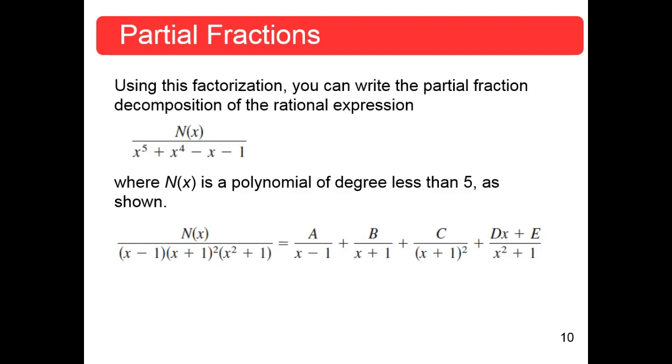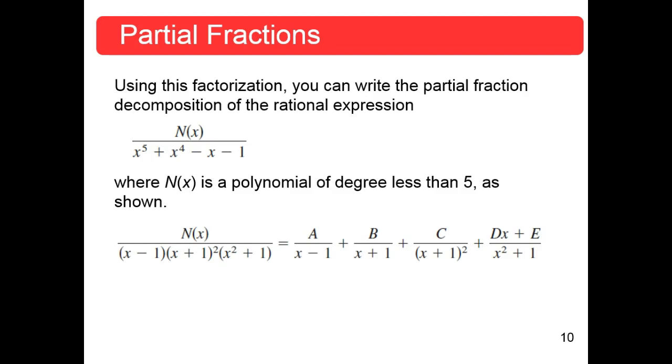So if that had been x to the 7th or x to the 5th or x to the 14th, divide this into that. Whatever remainder you have is now going to be something with a degree less than 5. So let's assume that's what we wound up with.